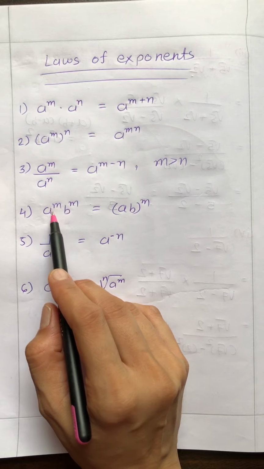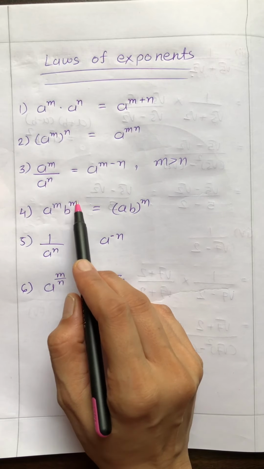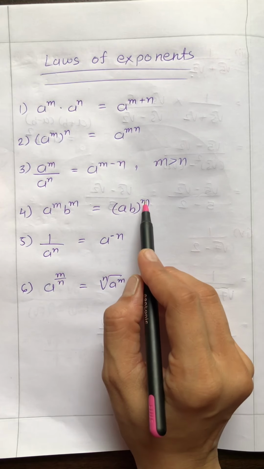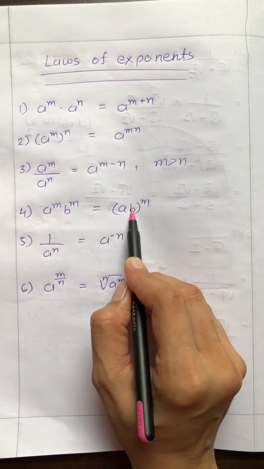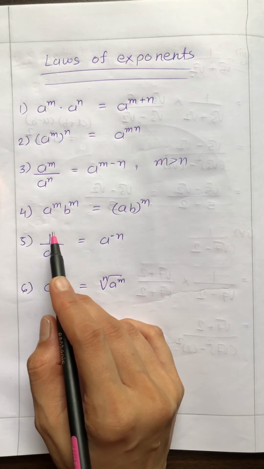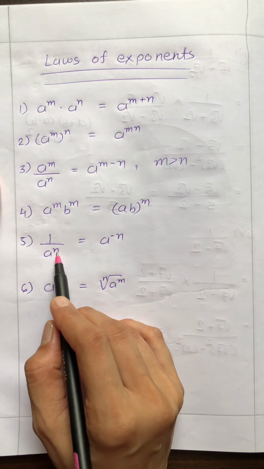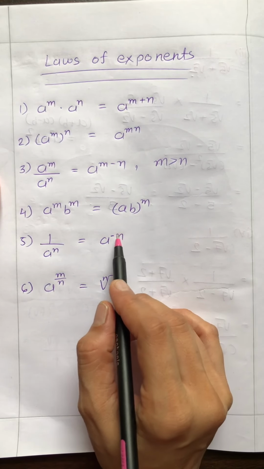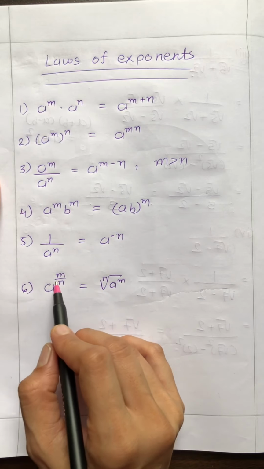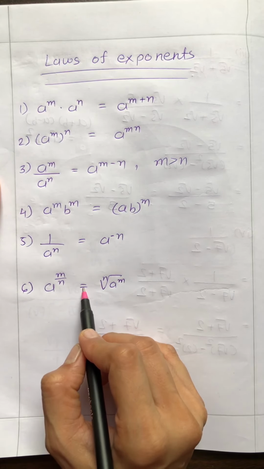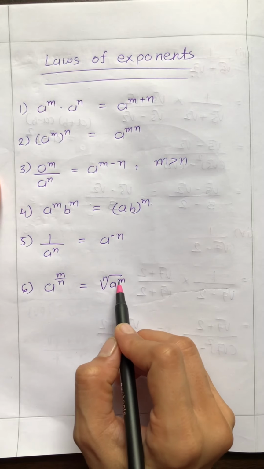Fourth, a raised to m multiplied by b raised to m is equal to ab whole raised to m, that is, a multiplied by b whole raised to m. Fifth, 1 upon a raised to n is equal to a raised to minus n. Sixth, a raised to m upon n is equal to nth root a raised to m.